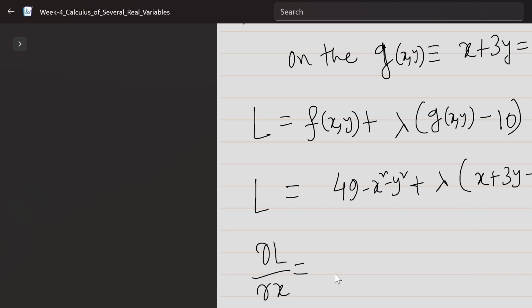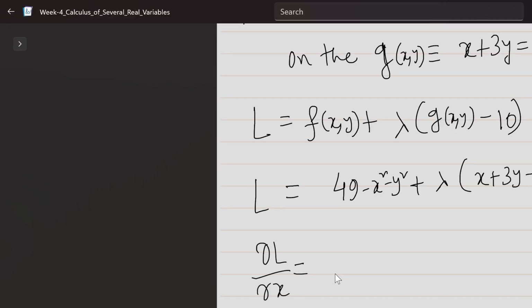Now, no, I made some mistake. Sorry. Actually, del L del y should be minus 2y plus 3 lambda. So it is 3 lambda by 2. What is the value of lambda? Lambda is 2x. So that means y equal to 3x.